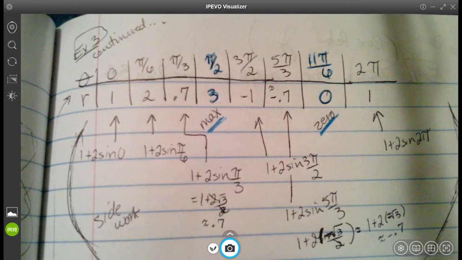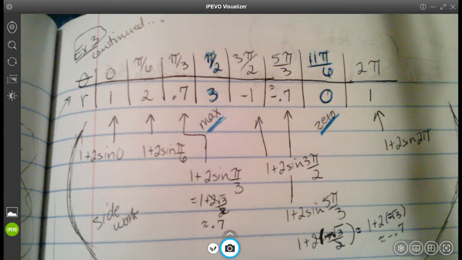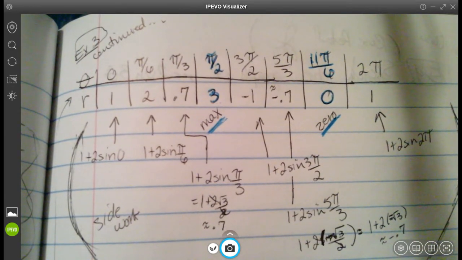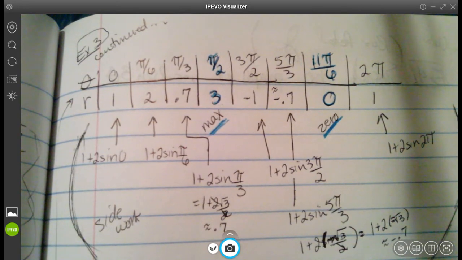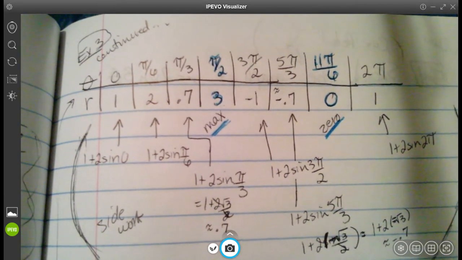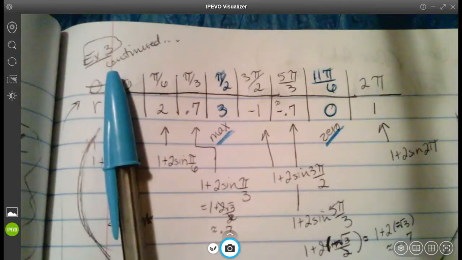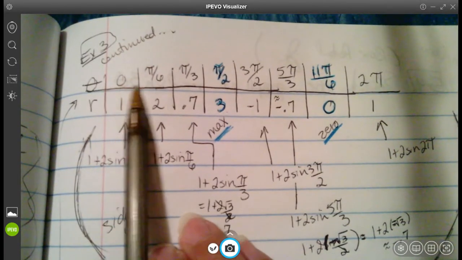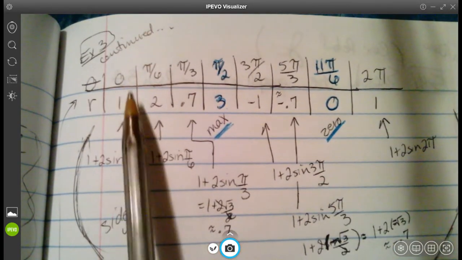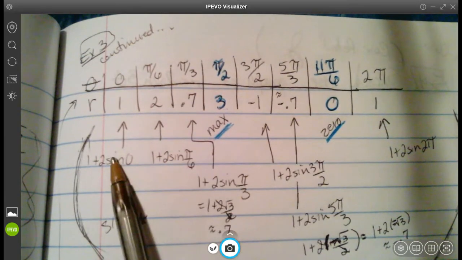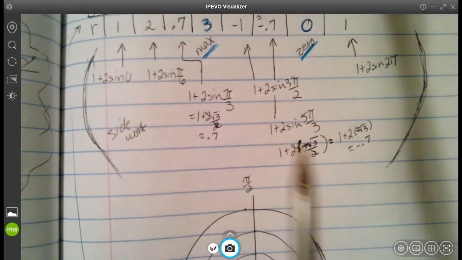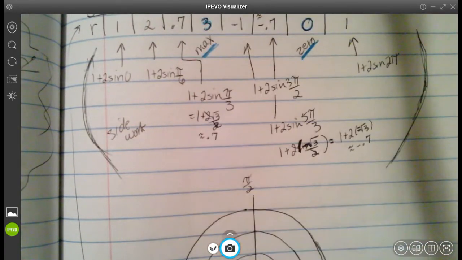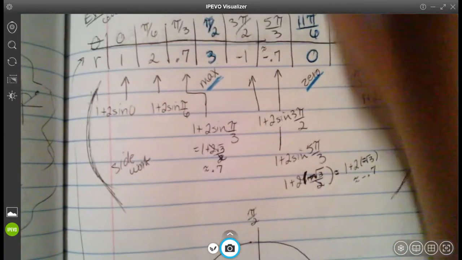Okay, so I chose values between 0 and 2 pi that are basically on the right side of the graph. The reason I did that is because of the symmetry that I know is going to happen from this side to the other side. These are the values I chose, and this is what I got after I plugged them in. This is my side work. I didn't mean to show it, but I kind of did, and I thought, I'm just going to show it to them. When I try to do this without doing too much work, I'll put this on the side.